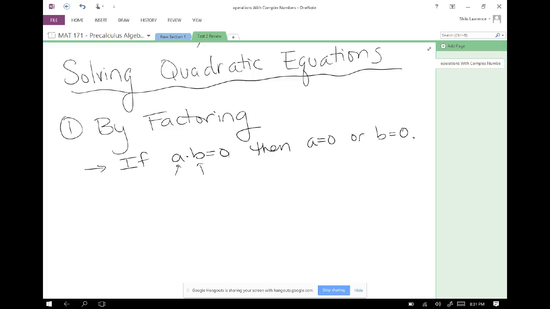Some people do not enjoy factoring and are not good at factoring. And factoring does not always work. Not every quadratic can be factored. So if you don't immediately see how to factor something, I would not try factoring. I would not waste a whole lot of time trying to factor. But a good example of when you can factor is something that is maybe already factored.